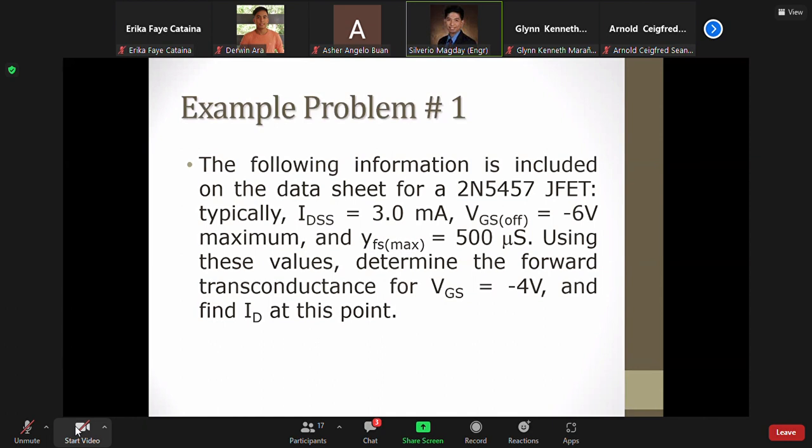So let's try to take an example for that. The following information is included sa datasheet ng JFET for 2N5457. Typically your IDSS is at 3 milliamperes, your VGS off at -6 volts at maximum, and then your YFS max at 500 microsiemens. Using these values, determine now the forward transconductance for your VGS given at -4 volts, and we find now your ID at this point.